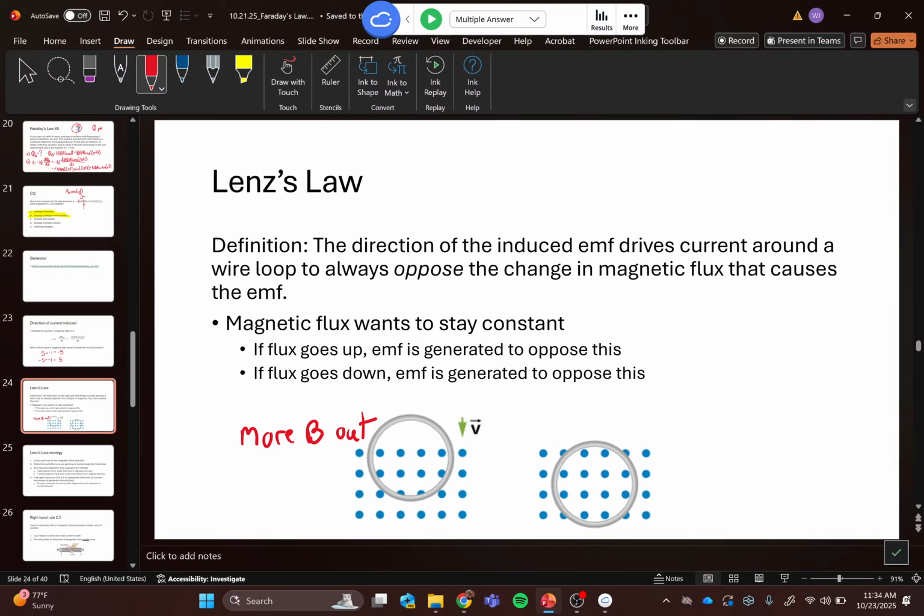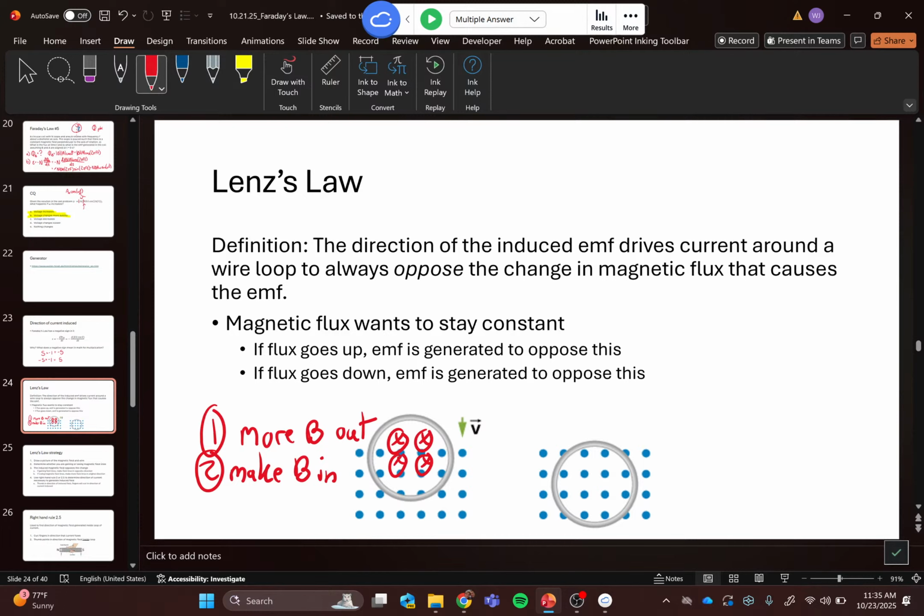How do I counteract that? If I'm getting a bunch of vectors going out of the page, how can I cancel vectors going out of the page? Make vectors going into the page. Oppose the change. I'm getting more B out, so I'm going to make B in. This wire is going to make some fields in. No human is making this happen. This is just what nature does. So I'm going to make some fields in to cancel this out. How many am I going to make? However much I need to cancel that change.